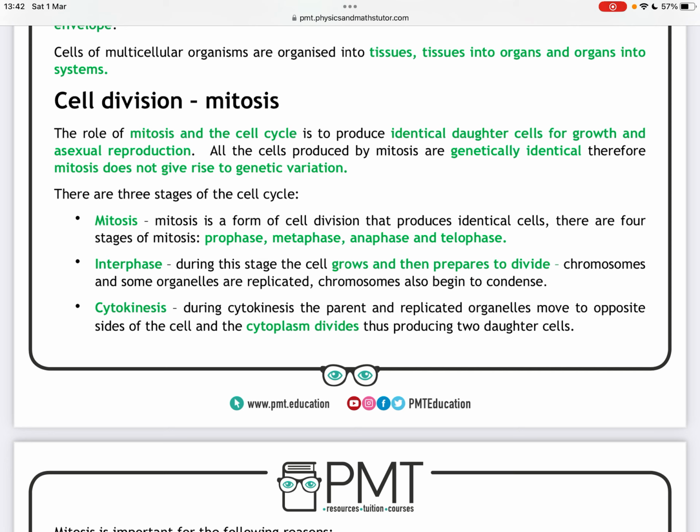Interphase is the stage during which the cell grows and then prepares to divide. Chromosomes and some organelles are replicated. Chromosomes also begin to condense. During cytokinesis, the parent and replicated organelles have moved to opposite sides of the cell, and the cytoplasm divides, thus producing two daughter cells.